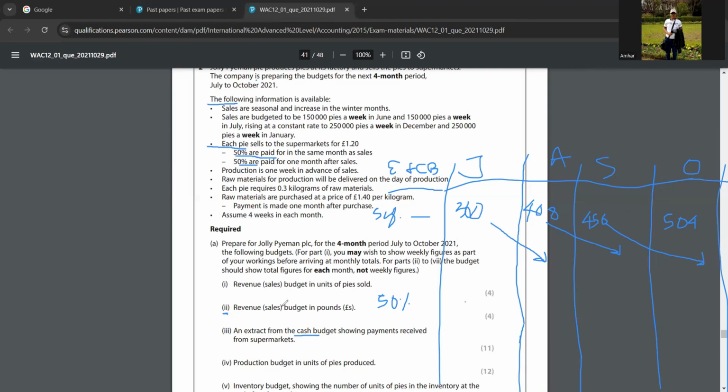So you have to get these answers and then you have to get the total. When you get the total, you have to put total payments for the month. That's all. That's the answer for the third one. Okay.